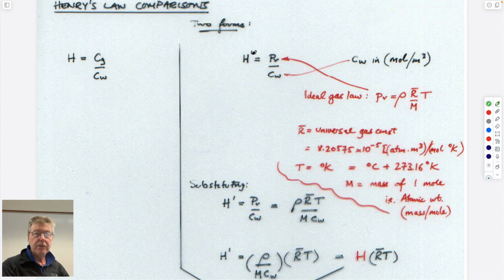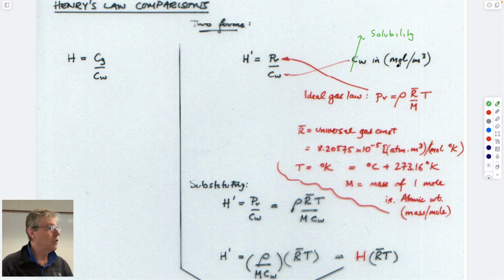And so the non-dimensional Henry's law, which is what you'd get from a textbook, a reference book, is the vapor pressure of that compound, TCE or whatever, divided by the concentration of that compound in water. And this is what we've called the solubility, actually, right? Could be mass per unit volume, or it could be a molar concentration. So perhaps it's a molar concentration.